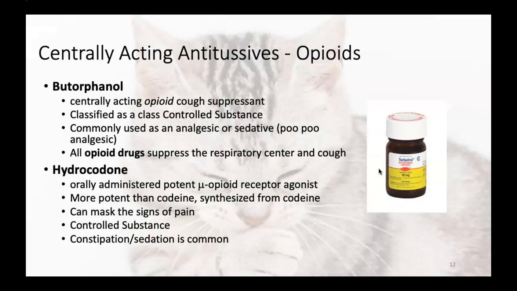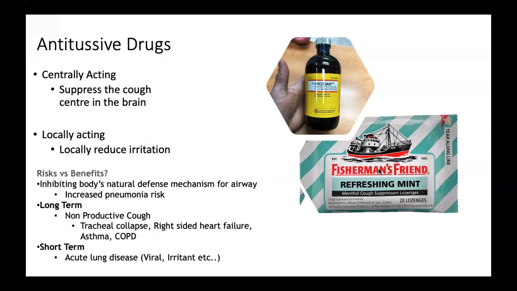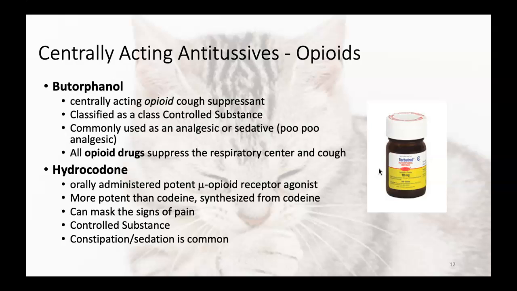So looking at centrally acting antitussives, we are generally looking at opioids, and I'll just flip back for a quick sec. Locally acting, we don't have locally acting for animals. Locally acting for people are things like lozenges to help suppress that local reaction to the cough reflex. So looking at centrally acting antitussives, typically we're talking about opioids, and butorphanol is a common one. So it's a centrally acting opioid cough suppressant.